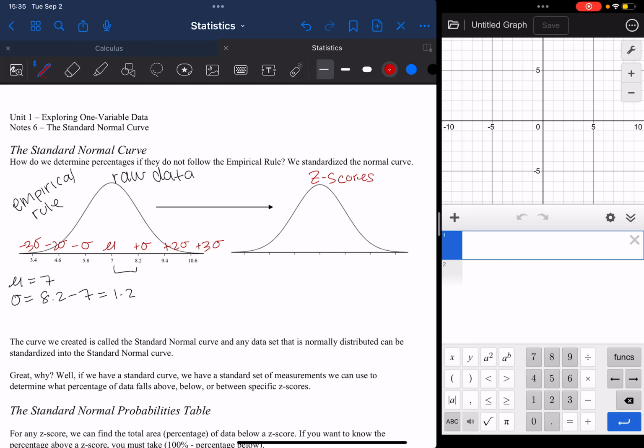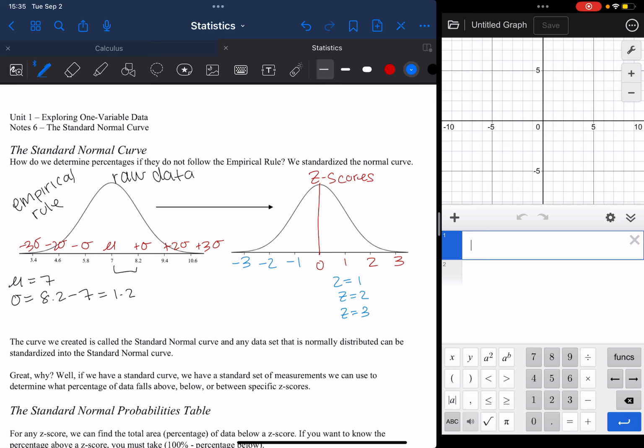Okay. So for z-scores, we know that the center right here is 0 because you are 0 standard deviations from the mean because you are on top of the mean. On either side, you would be 1 standard deviation away, 2 standard deviations away, and 3 standard deviations away. Or in other words, you would be z equals 1, z equals 2, and z equals 3. And then same on the other side, but negative. So -1, -2, -3.